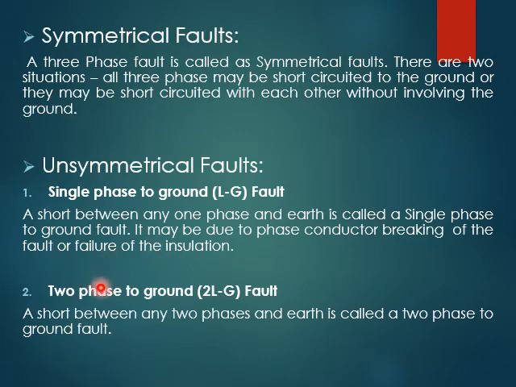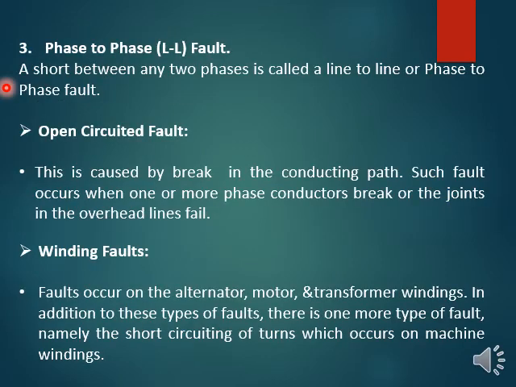Second one is the two phase to ground. A short between any two phases and earth is called a two phase to ground fault. Phase to phase fault: a short between any two phases is called a line to line or phase to phase fault.